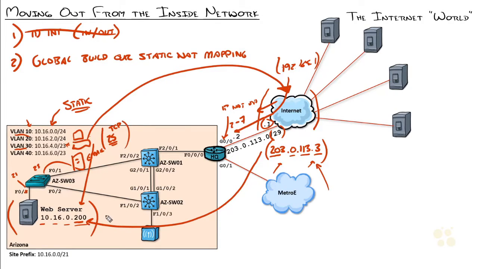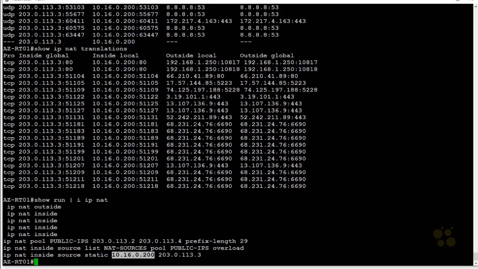Well, that has nothing to do with TCP port 80, but I don't want to burn my public IP addresses, giving a whole one to this guy and a whole one to this guy when they use completely different port numbers. So that's where we can actually use static PAT. We can use a more specific way of doing this. Watch what I'm going to do here.